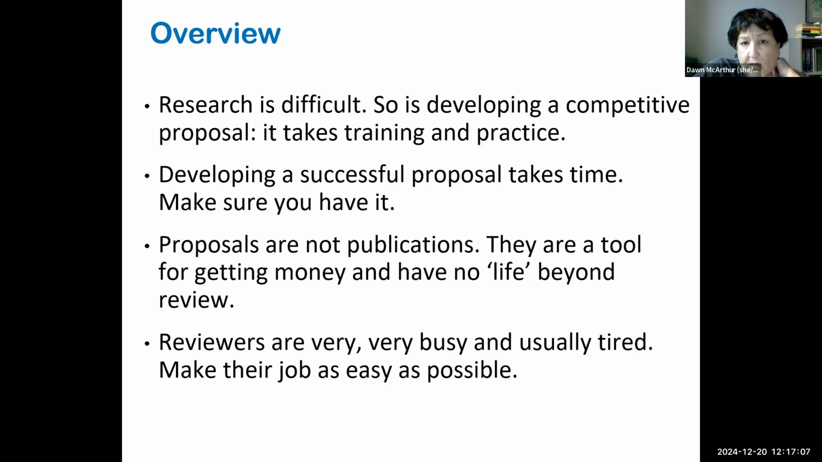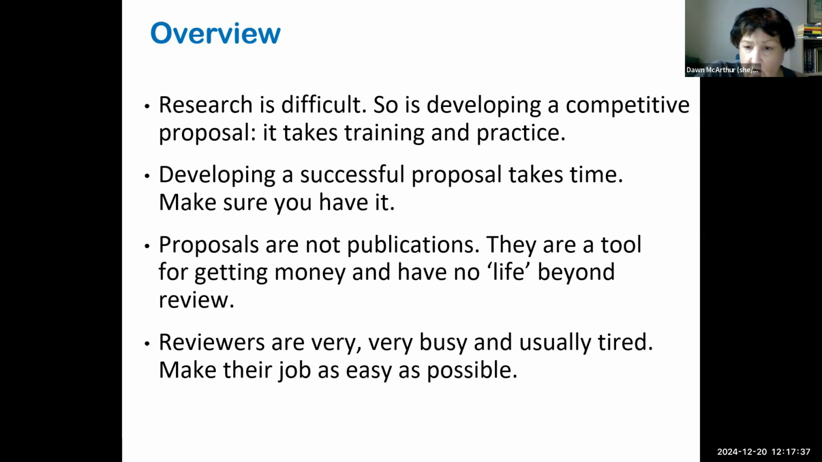With health research and basic science, like physics and chemistry in Canada, they care less about literature review. They care about rationale and background, but not so much a comprehensive review. But you still have to develop a strong research project and program. It's important to remember grant proposals are not publications. They're a tool for getting money and they have no life beyond review. And they're going to be read by maybe 3 people. So it's not a publication.